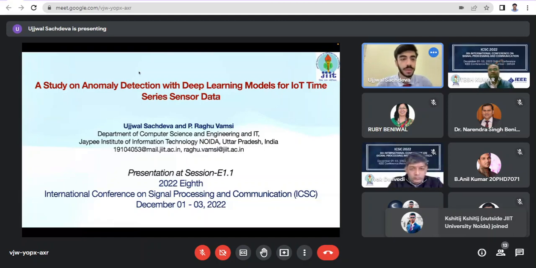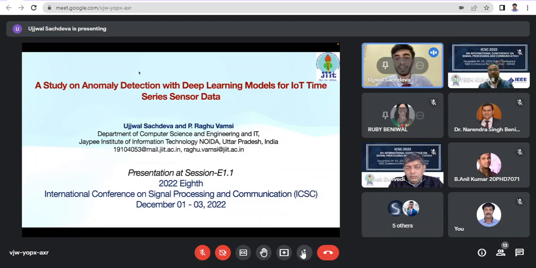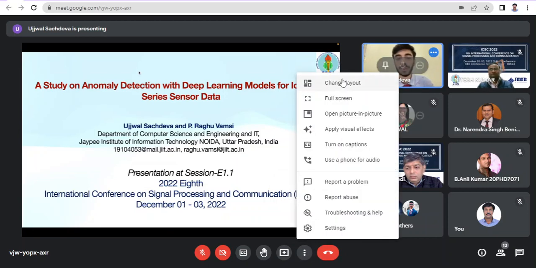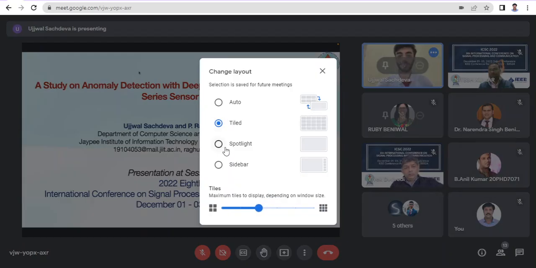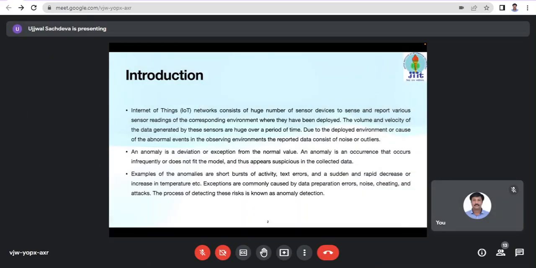Transmission technology. The topic for today's presentation is a study on anomaly detection with deep learning models for IoT time series sensor data. This study was done under the guidance of Professor Raghu Vamsi sir. Let me introduce the research.